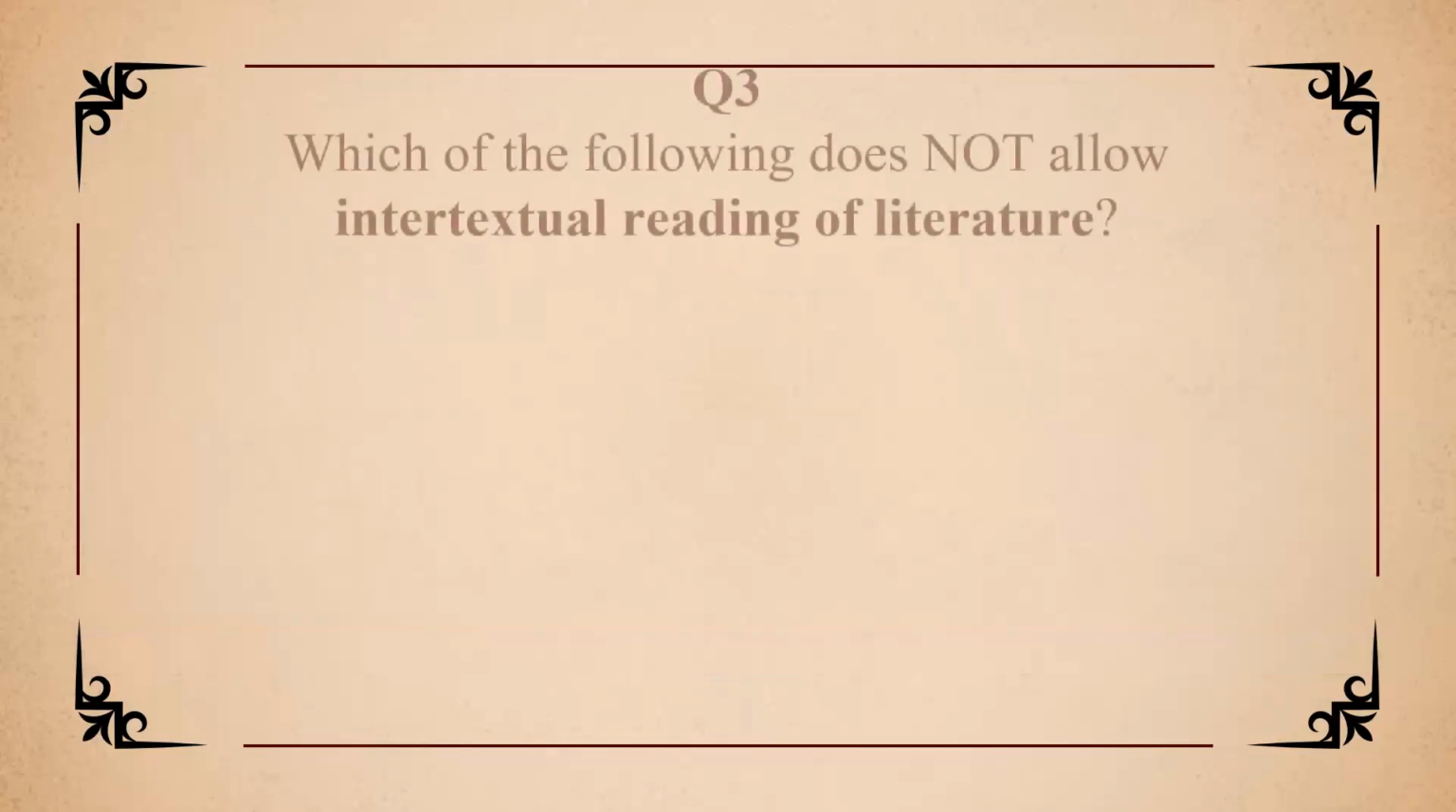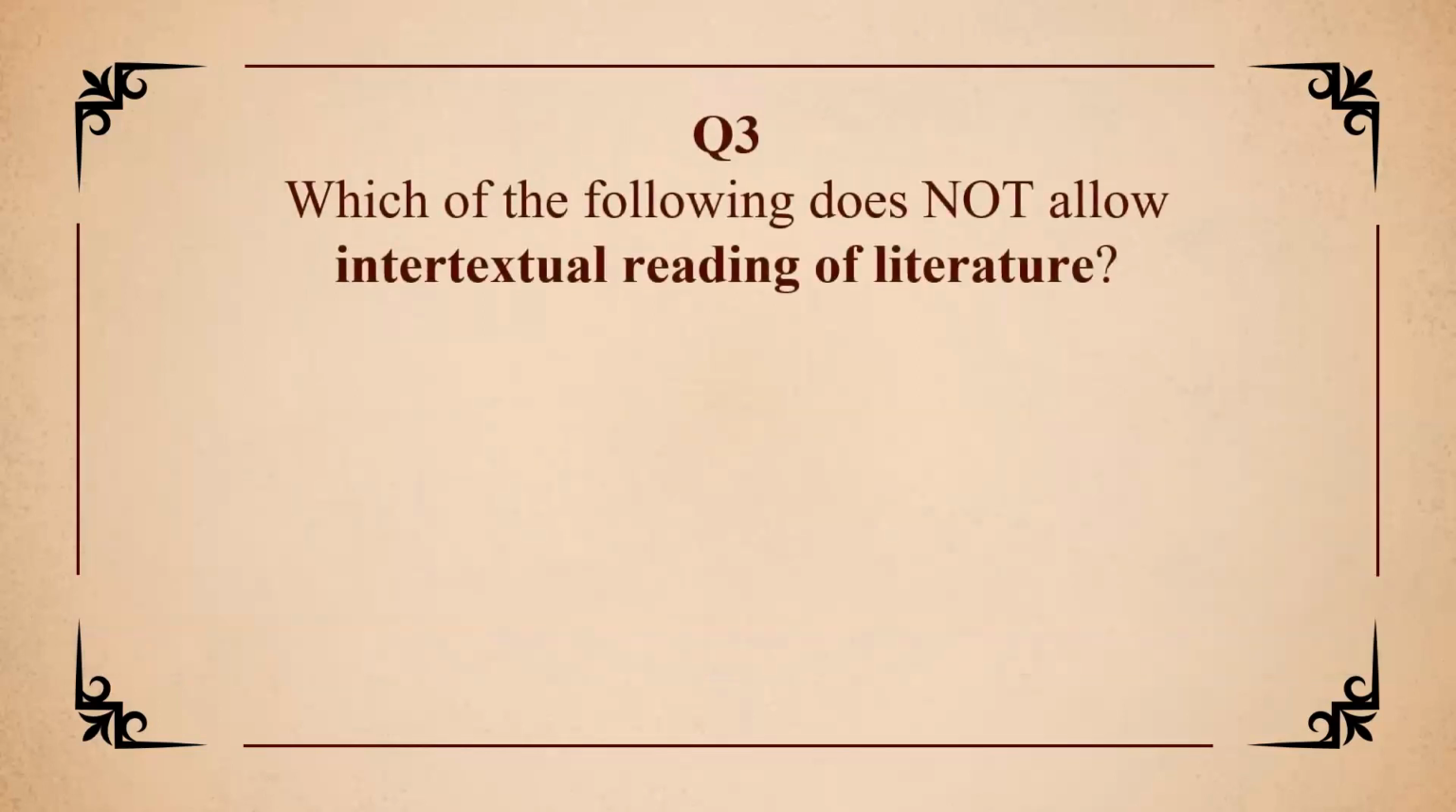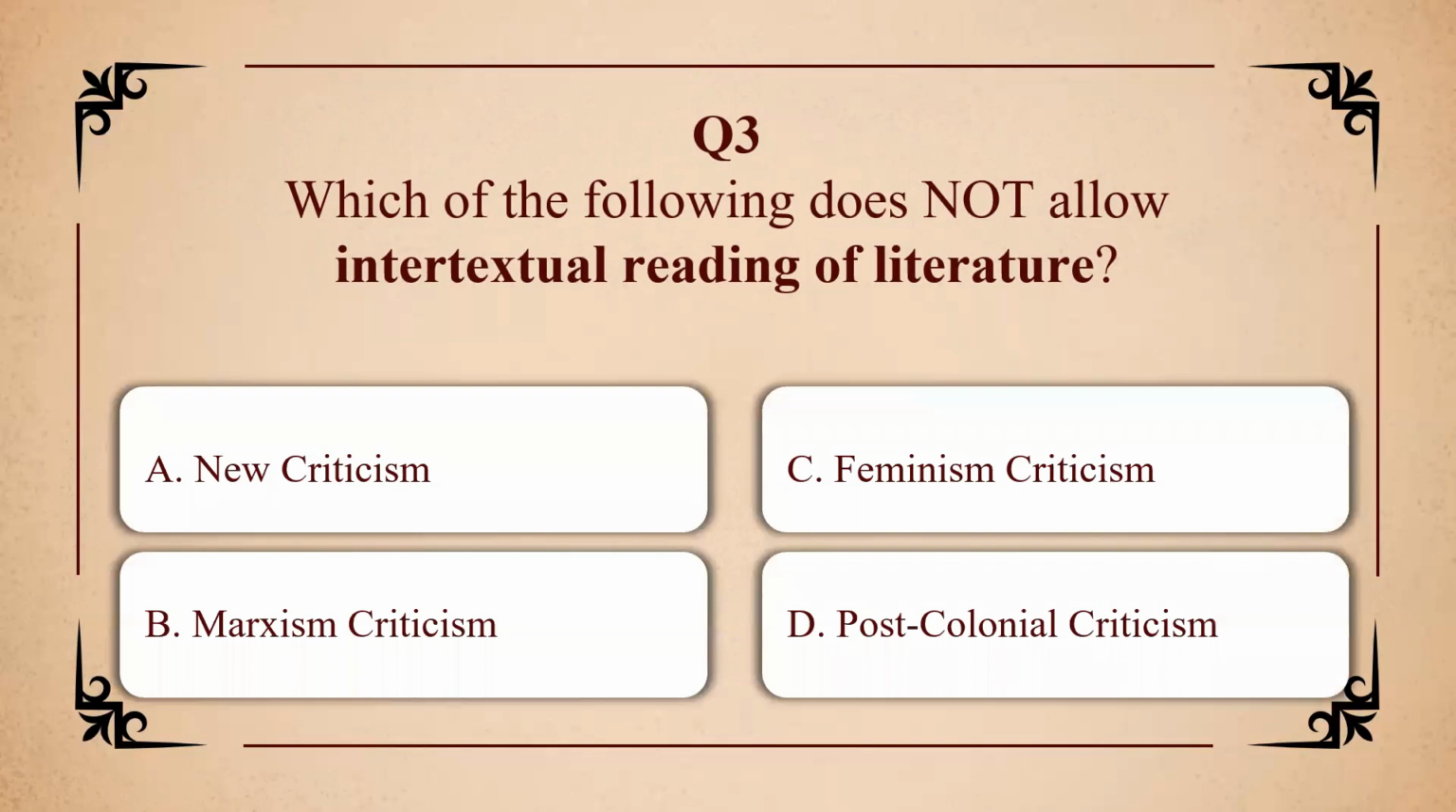Number 3. Which of the following does not allow intertextual reading of literature? A. New criticism. B. Marxism criticism. C. Feminism criticism. Or D. Post-colonial criticism. The answer is letter A. New criticism.